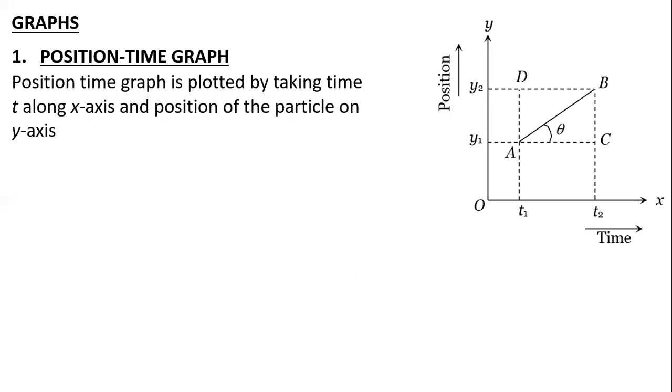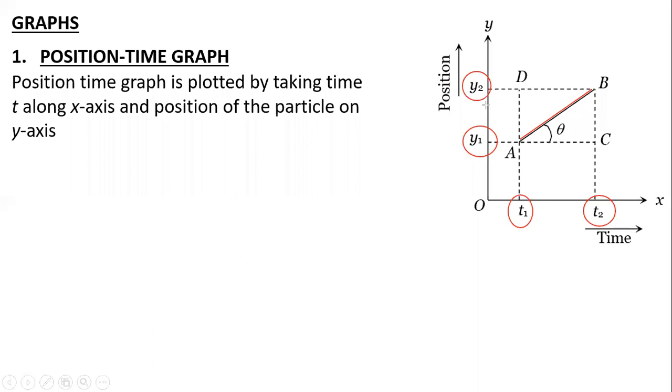So if I have a certain graph in which I say this is AB, the line AB is representing the path of the particle. Initially, when the time was t1, at the initial stage, the particle was at position y1. Position is given in meters. But as the time proceeded further to t2 seconds, the position has changed to y2 meters. So AB is representing the path.